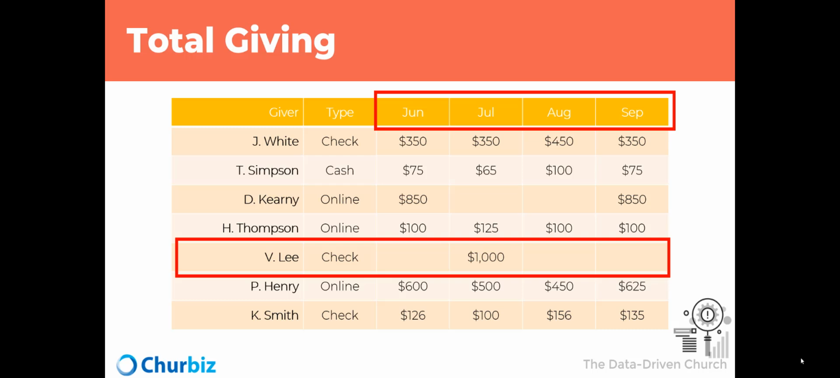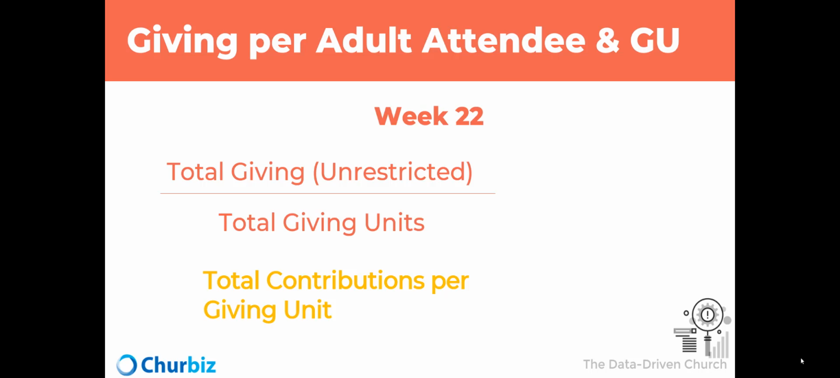And once you have your total giving units for your church, you can take your total giving and divide that amount by your total giving units. And that calculation looks like this. Total unrestricted giving divided by the total number of giving units gives you the total contributions per giving unit.